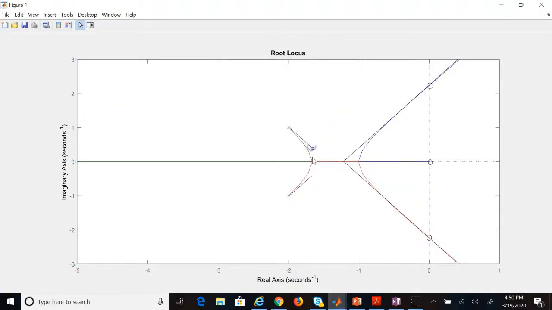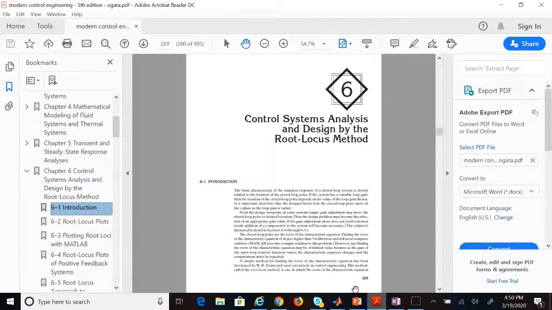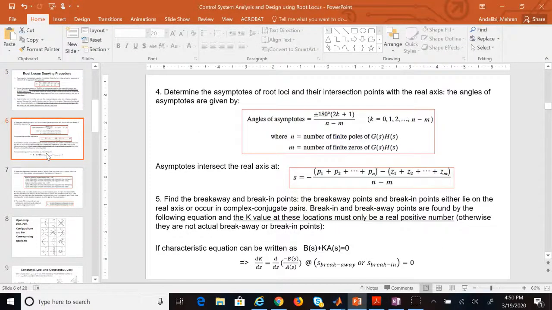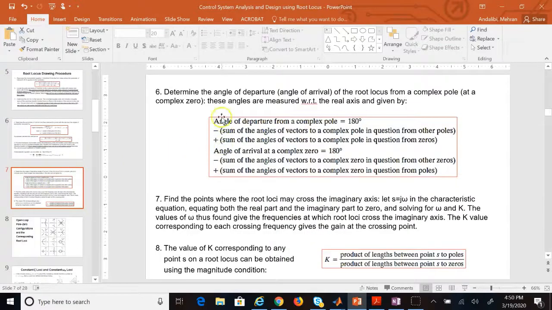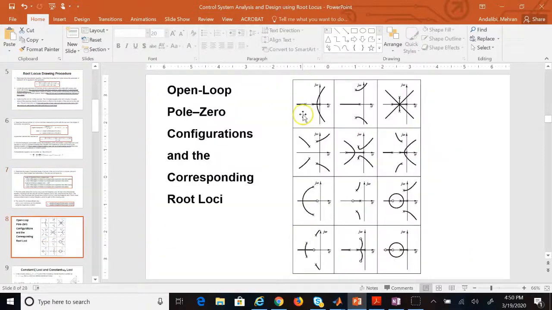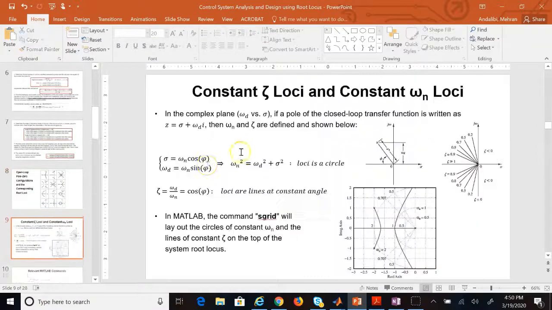Okay, so the good thing with the MATLAB command is it colors each branch for you differently. So you see the blue, the red, and the green. Okay, so this is how we do a root locus. And these are the summary of items 1 through 8. And these are some of the typical root locus shapes that you might see.